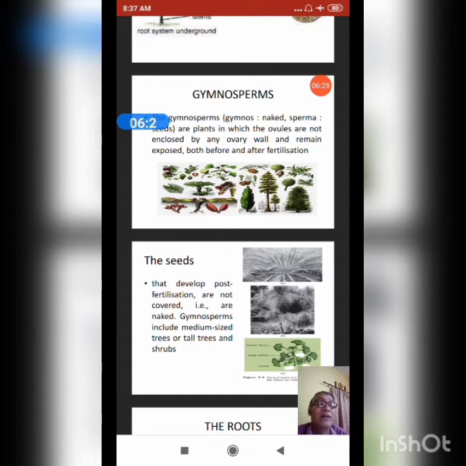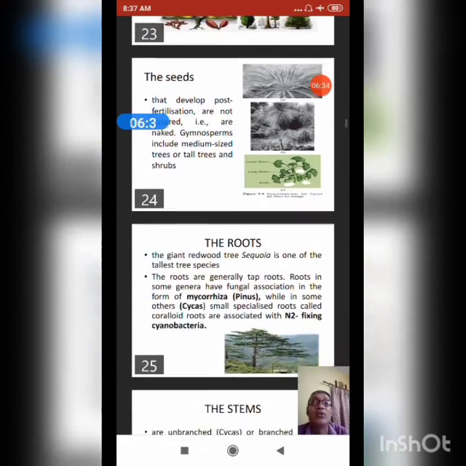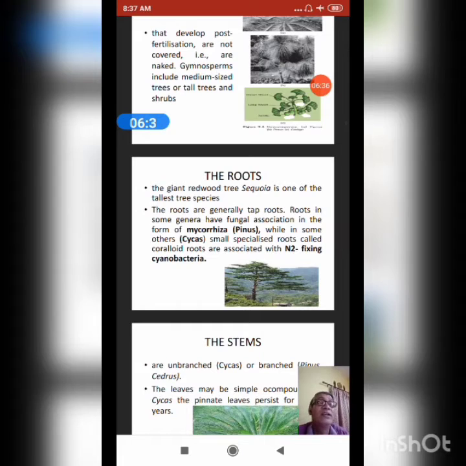Gymnosperms include medium-sized trees, tall trees and shrubs also. Let's discuss their roots. Every point is important. The giant redwood tree, the sequoia, is one of the tallest tree species, and the speciality of the roots is that they are generally taproots. Roots in some genera, like Pinus, have a fungal association in the form of mycorrhiza, while in Cycas, small specialized roots called coralloid roots are associated with nitrogen-fixing cyanobacteria.